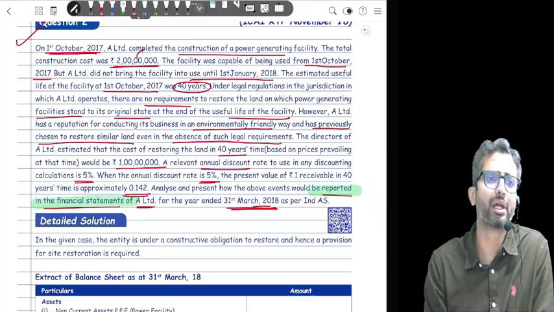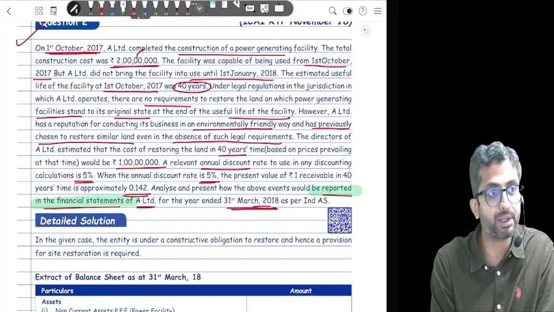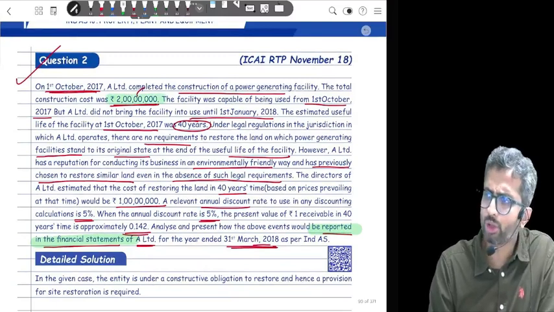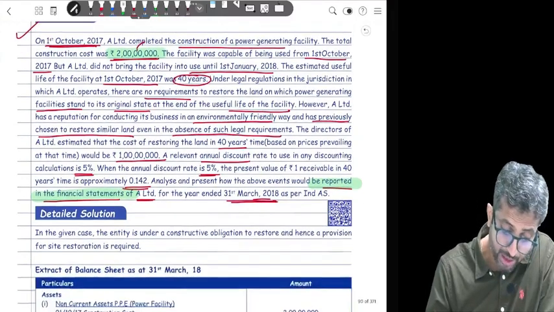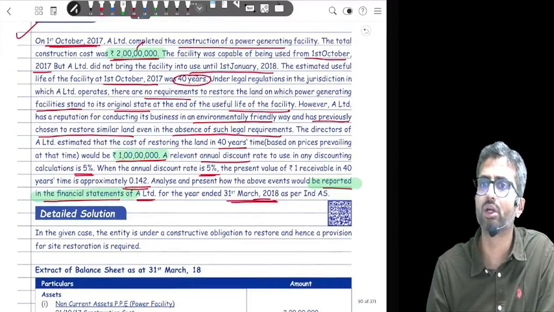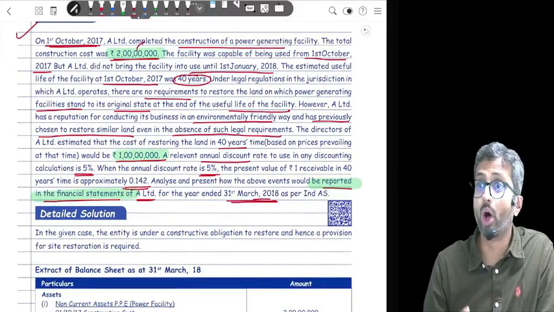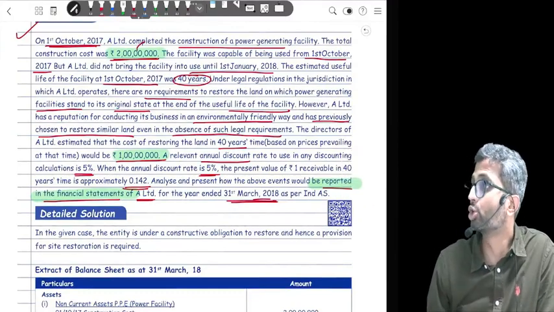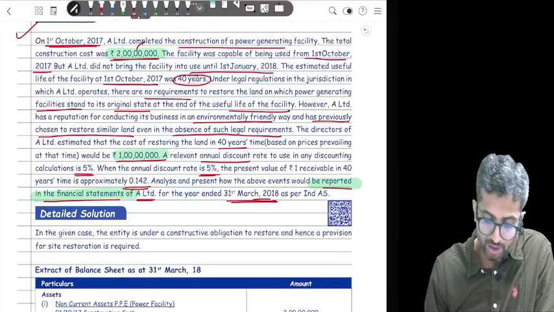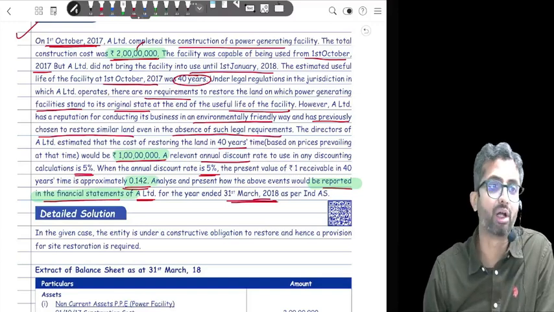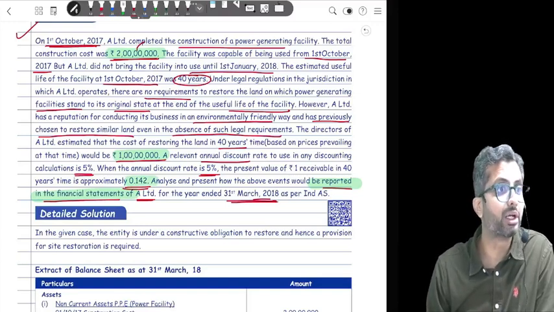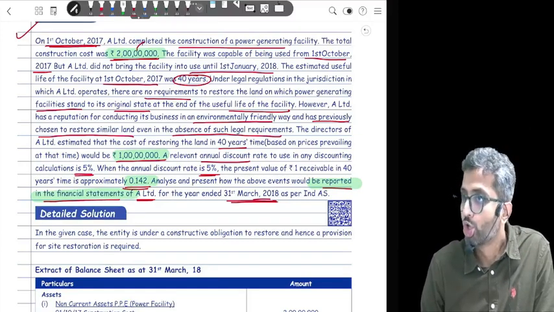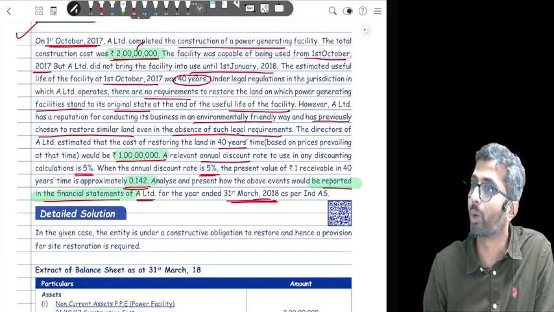So what all will appear in the balance sheet, let us say? Will PPE appear? At what value will PPE appear? Only 2 crores? 2 crores plus 1 crore, that is 3 crore? No. 1 crore is based on prices 40 years later. So you will have to find the present value. Are you given the present value factor? 0.142, that is approximately 14 lakh 20. So what is the initial cost of the PPE? 2 crore 14 lakh 20,000.